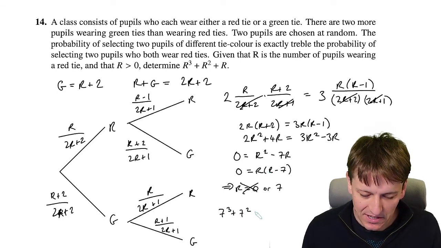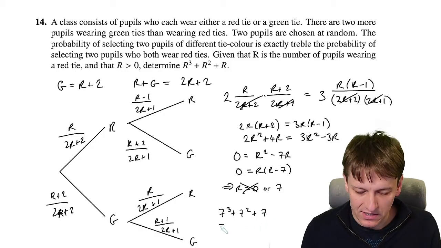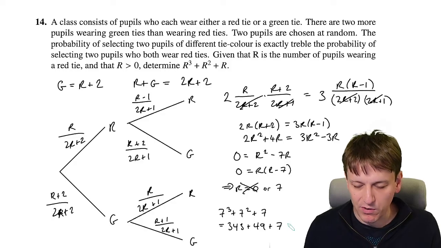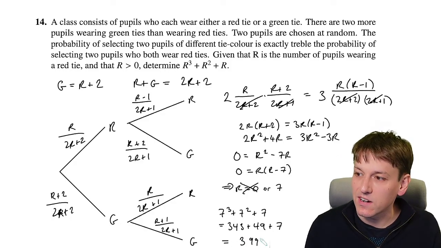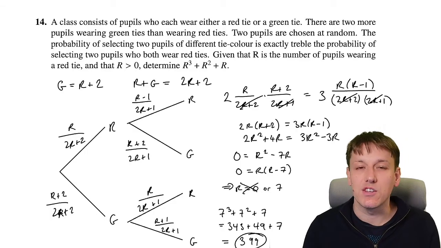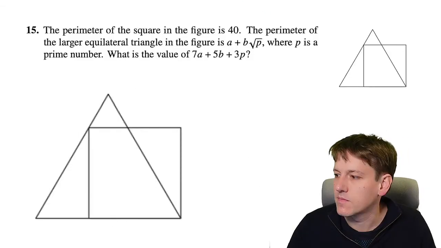7 cubed plus 7 squared plus 7, so that's 343 plus 49 plus 7. 343 plus 7 is 350, so plus 49 gives us a final answer here of 399.